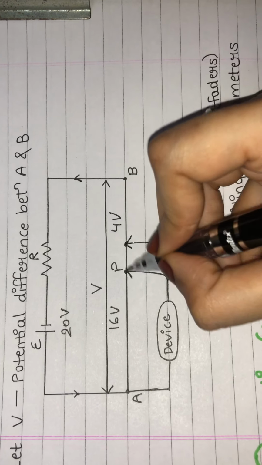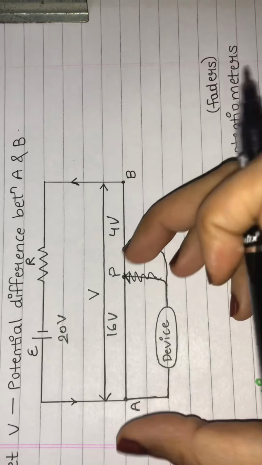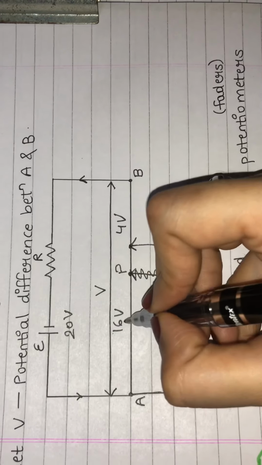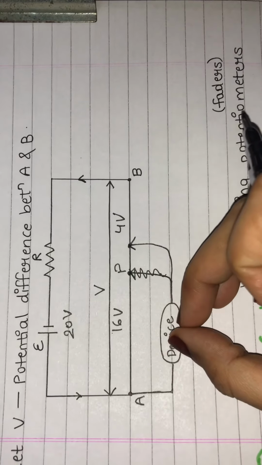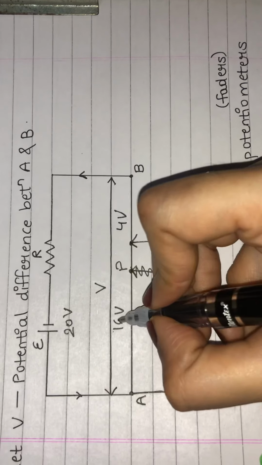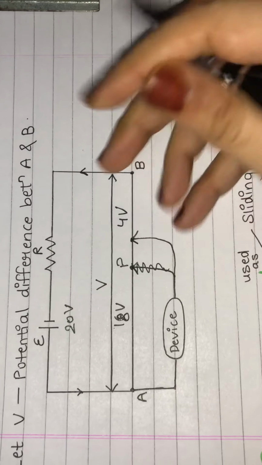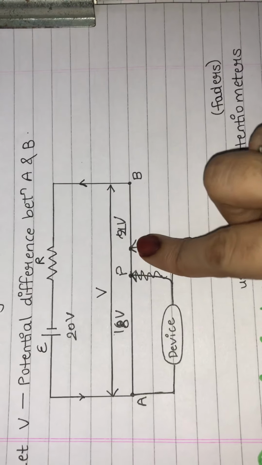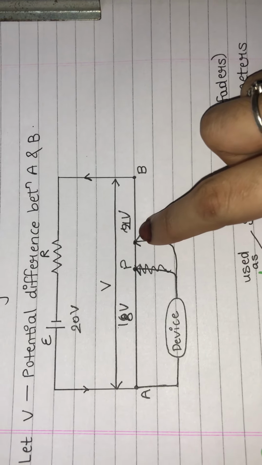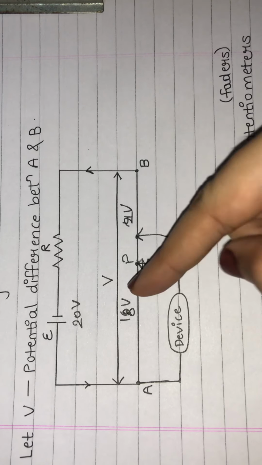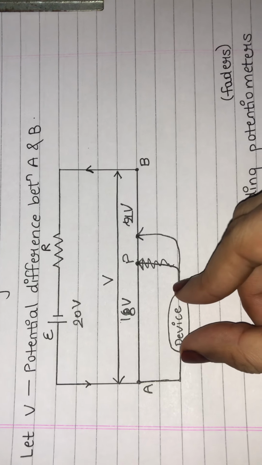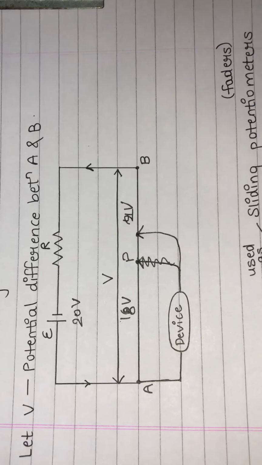suppose now the slider is at this point, not at this point. Here the length of the wire across the device has increased. So the voltage coming to the device will now be 18 volt, and here the length has reduced, so it will be 2 volt this side. So by sliding the slider of the potentiometer, you can change the voltage coming to the device, or whatever voltage you want to give to the device, you can change that.